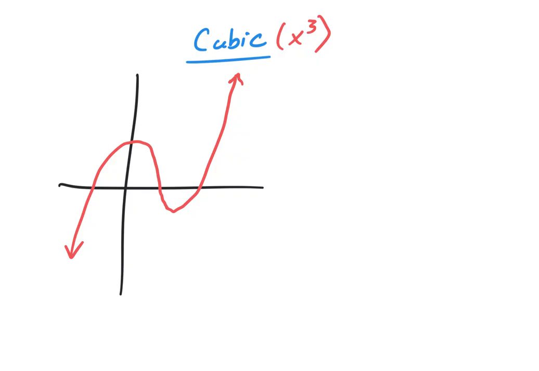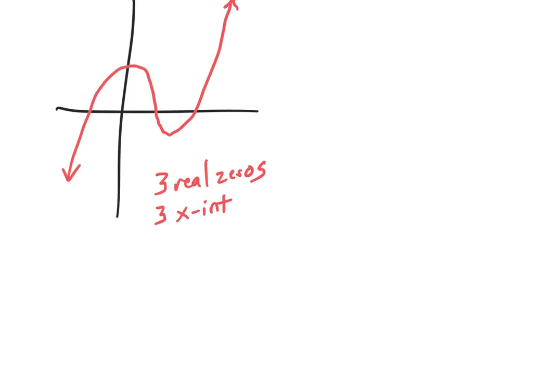It has 3 x-intercepts. We would also say those are real zeros, because if it has 3 x-intercepts, then those zeros are also real, okay? And so here we would say this one has 3 real zeros, 3 x-intercepts, and it has 2 turning points.